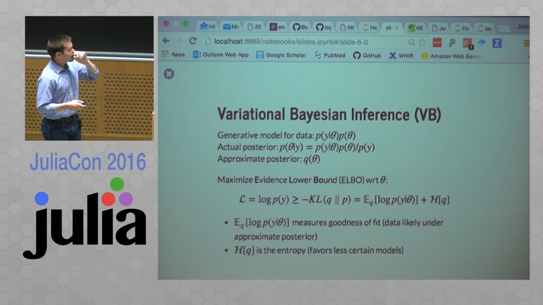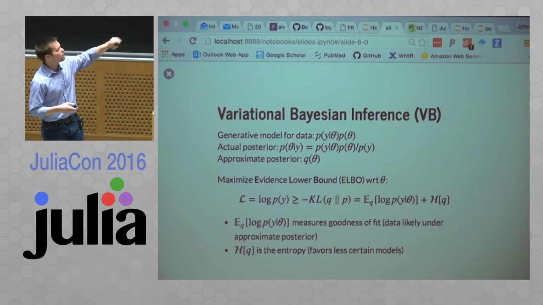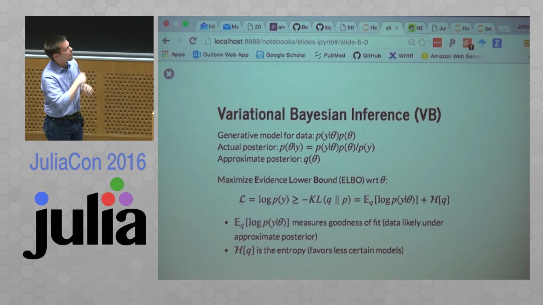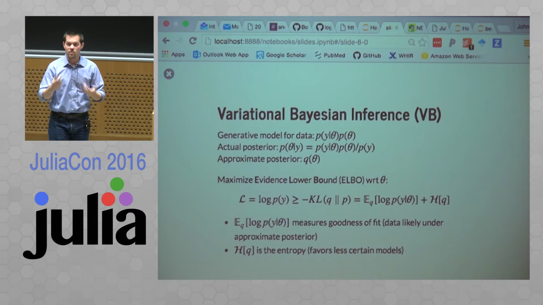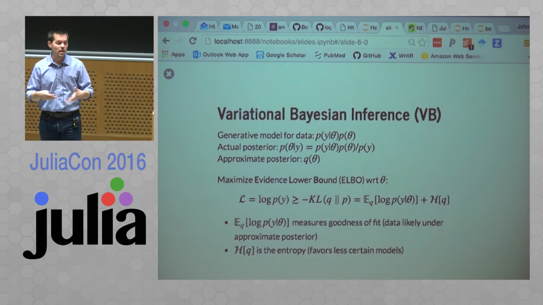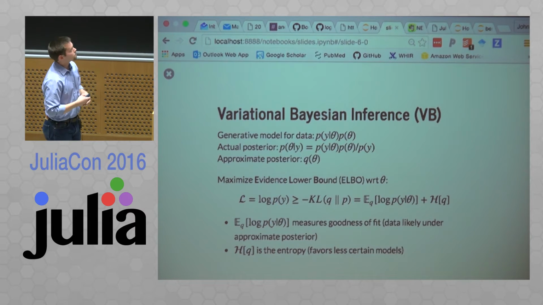So the idea goes like this, and this is one of the few serious equations in the talk. We have a generative model for the data. So theta are going to be my unknown parameters, and y are going to be my data. So in my case, I have a prior here, p of theta. And then I have some model that says, given my thetas, how did I generate the data? So that's our generative model, and we write that down, but we may not know how to sample from that effectively.